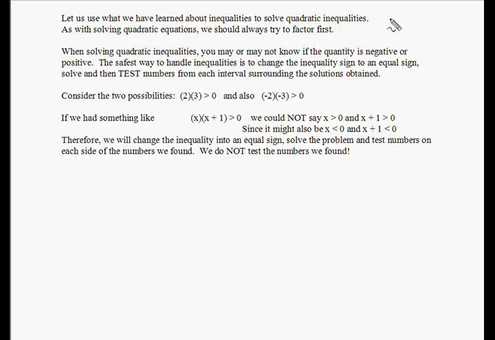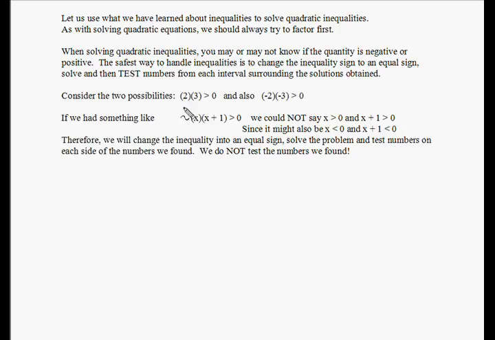Let us use what we have learned about inequalities to solve quadratic inequalities. As with solving quadratic equations, we should always try to factor first. When solving quadratic inequalities, you may or may not know if the quantity is negative or positive. So the safest way to handle inequalities is to change the inequality sign to an equal sign, then solve and test numbers from each interval surrounding the solutions that you have obtained.